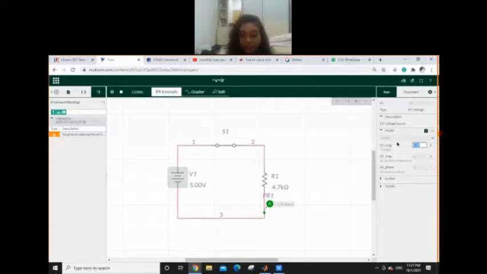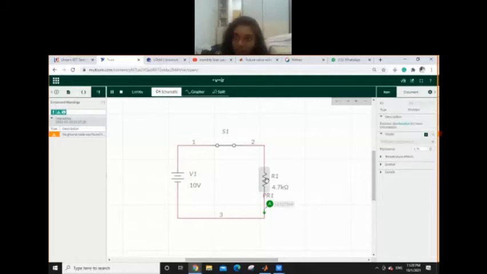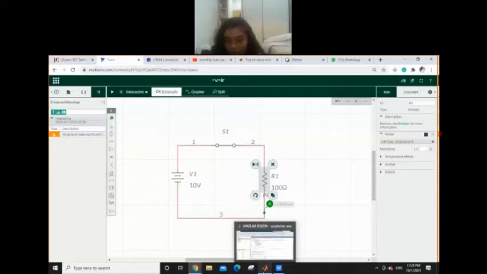If you change it, you can calculate the current intensity. In this example, I'm changing to 10 volt, so the current is different. When you change the resistance, let's say to 100 ohm, the current changes as well. So this is how we should use the Multisim simulation. That's all, sir. Thank you. Another part my partner will present.